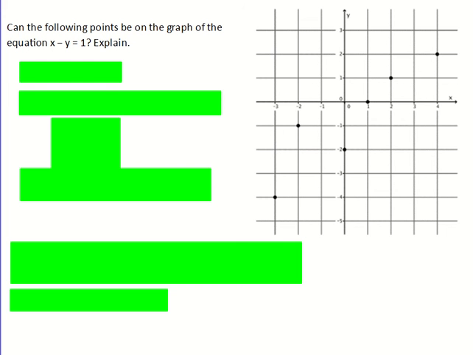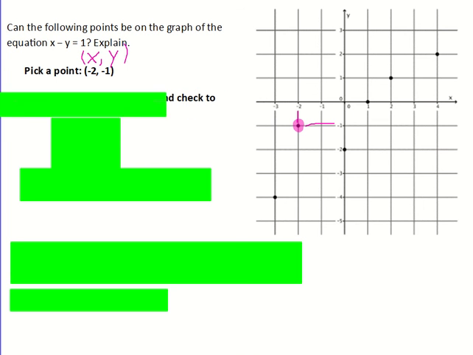I'm going to pick a point. I'm using the point -2, -1. So where I got that point from, right here. Again, go to the x-axis, and you land on -2. And then go across to the y, and you land on -1. So the x value is -2, the y is -1. So we're going to use the same procedure. We're going to substitute that point into the equation and check to see if it's a solution.